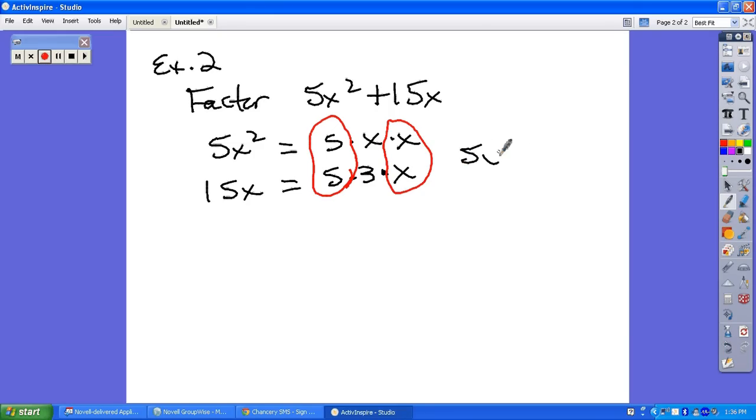And so that's 5x, and then what's left is what goes in the parentheses. So you're going to look at x plus 3. The reason that it's a plus, there's no sign in front of it. There's no negative, so I know it's plus. Okay, let's do another one.